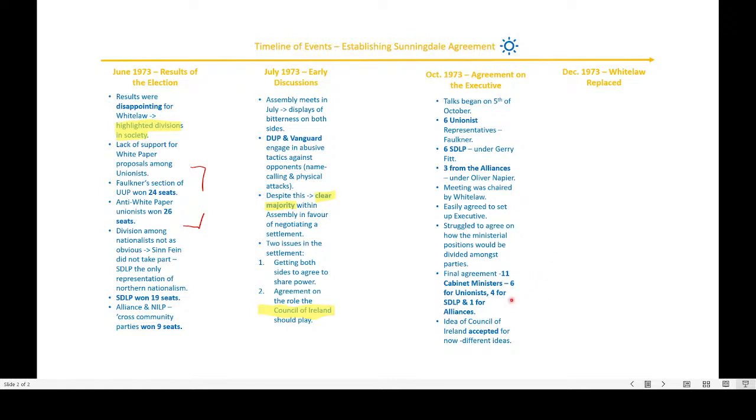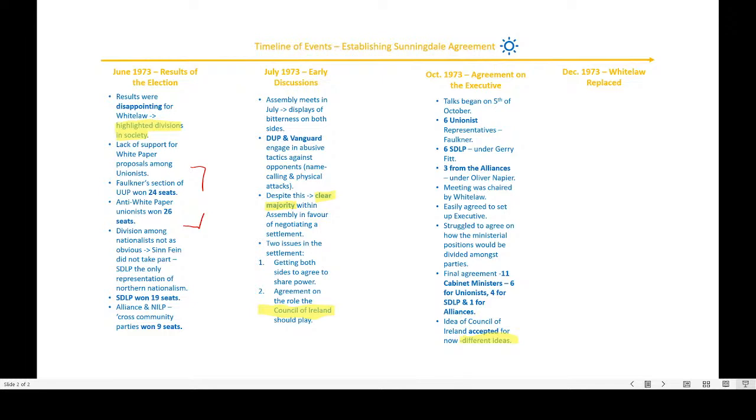And there was still, I suppose, this big sticking point around these discussions, this idea of the Council of Ireland. It was accepted for now. However, every single party at the table had different ideas of the role that it would have in this new Northern Ireland executive.